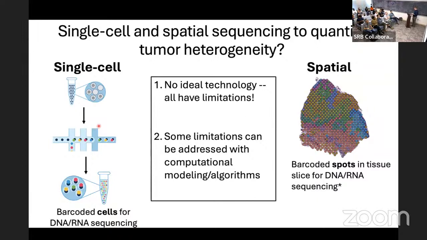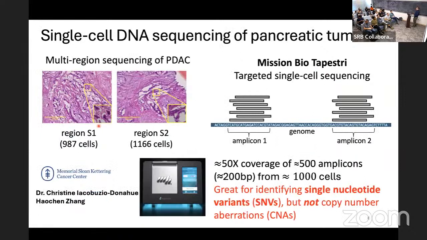One was a technology that we were quite excited about, single cell DNA sequencing. There are different single cell DNA sequencing technologies. One of the newer ones is from a company called Mission Bio, and they have a technology called the Tapestri platform. This platform does targeted single cell DNA sequencing. You can design a series of amplicons, about 500 amplicons, maybe about 200 to 300 base pairs in length, and then sequence those amplicons to relatively high coverage, about 50x coverage per cell, for thousands of cells.